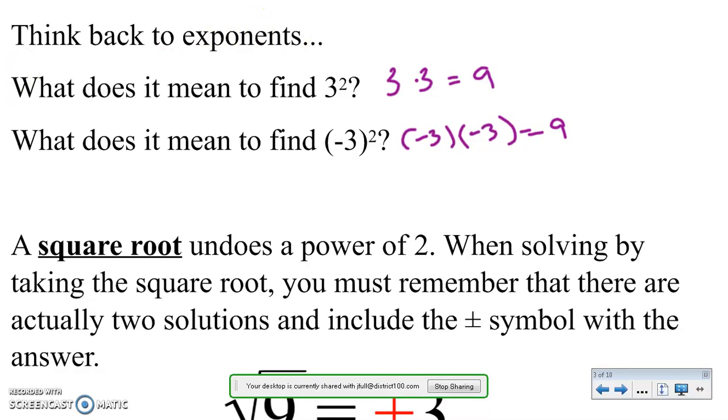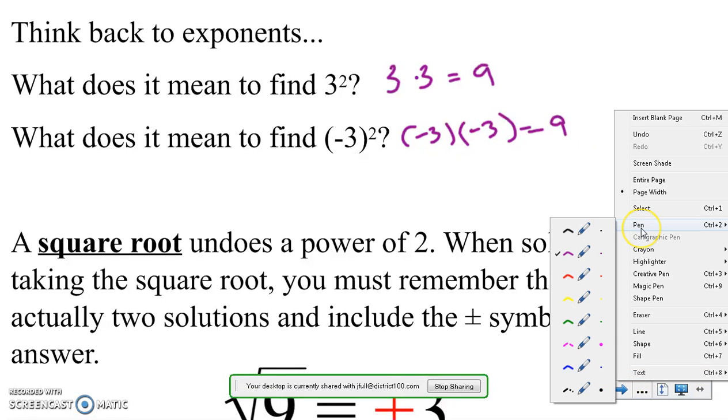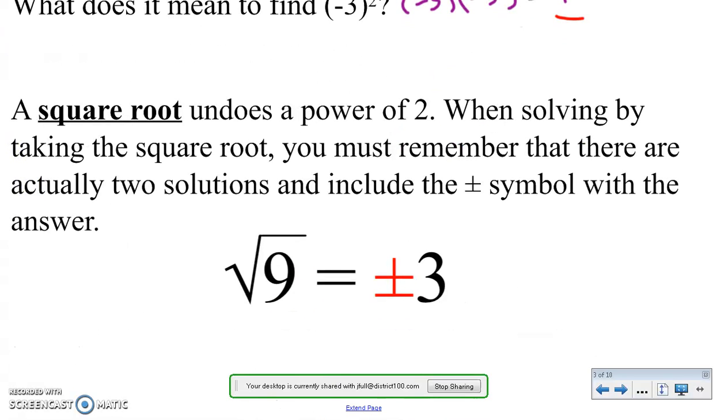Okay, so a square root undoes the power of 2. When solving by taking a square root, you must remember that there are actually 2 solutions, and you have to include the plus or minus symbol. And here's why. If I take the square root of 9, notice that I had the same answer here for 2 values. So the square root of 9 is actually going to give me positive 3 and negative 3 because 3 times 3 is 9, but negative 3 times negative 3 is also 9. So what we use is a plus or minus symbol. So we say the square root of 9, when we're solving, is plus or minus 3. Do not forget that plus or minus sign.